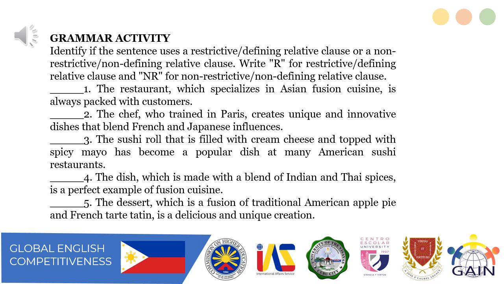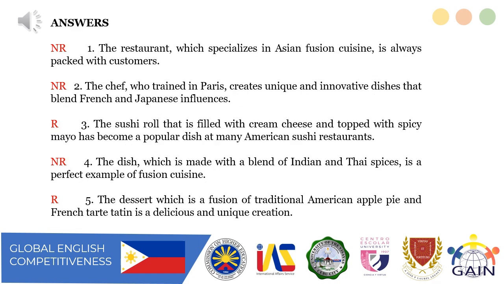Identify if the sentence uses a restrictive or defining relative clause or a non-restrictive or non-defining relative clause. Write R for restrictive relative clause and NR for non-restrictive relative clause. Here are the answers. Number 1, the restaurant which specializes in Asian fusion cuisine is always packed with customers. The clause which specializes in Asian fusion cuisine is non-restrictive. It is non-restrictive because it does not provide essential information to the noun or the pronoun in the sentence.